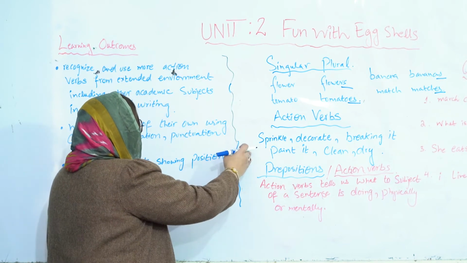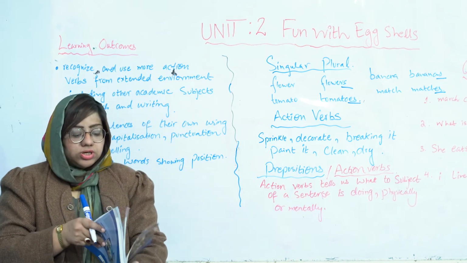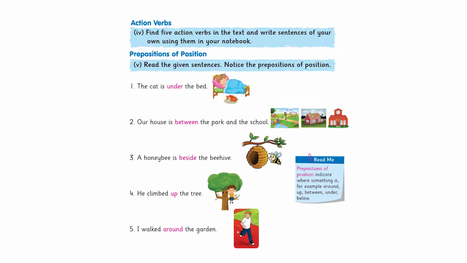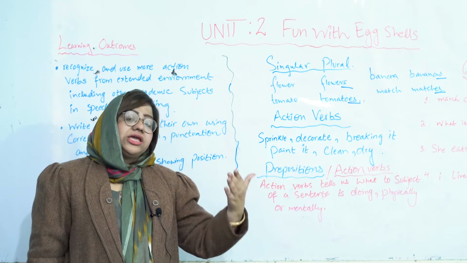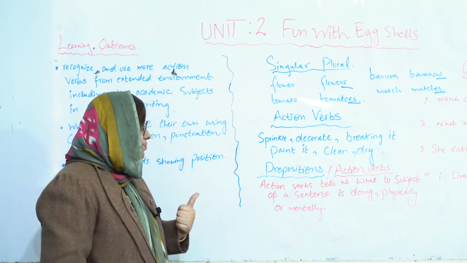Now, the other part in your book asks you to find 5 action verbs in the text and write sentences of your own using them in your notebook. You have read this whole story, Fun with Actions. From it we have to pick 5 action verbs that we feel are present in the text.